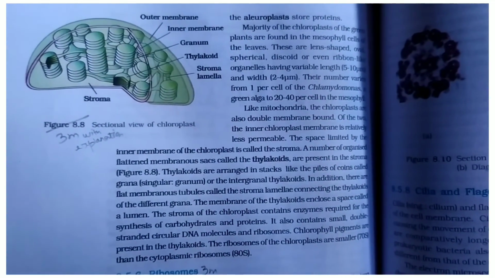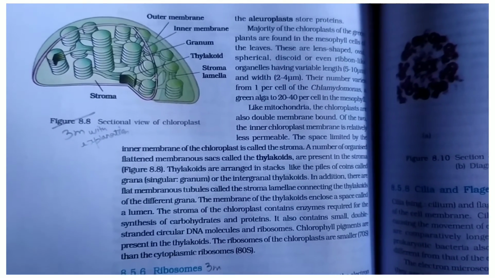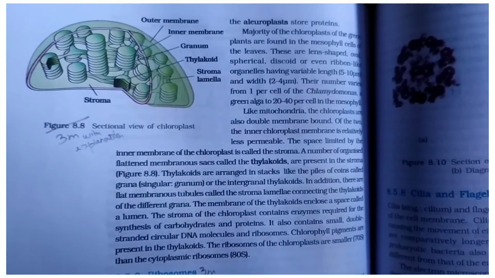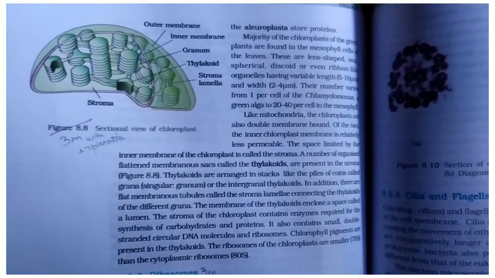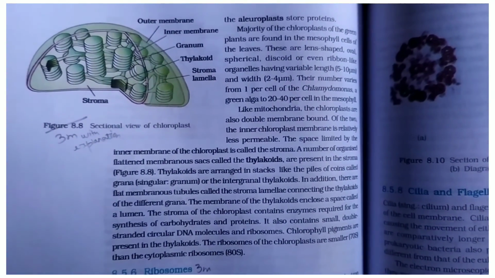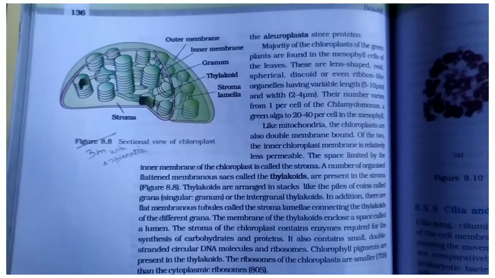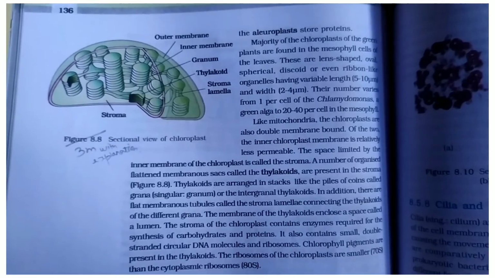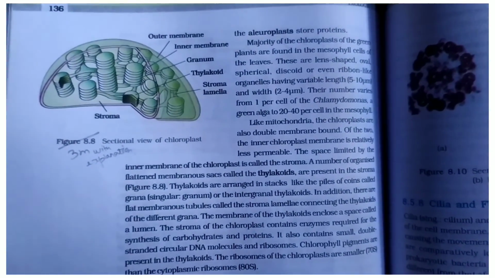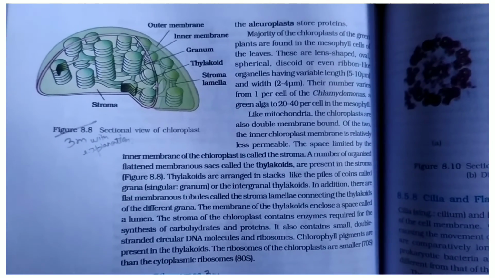Major number of the chloroplasts of the green plants are found in mesophyll cells of the leaves. Chloroplast is bounded by two membranes. The space between the two membranes is called the periplastidal space. The space limited by the inner membrane of the chloroplast is called the stroma. It contains colorless watery fluid and also enzymes of photosynthesis, circular DNA, RNA, and also ribosomes. Stroma is the site of dark reaction.